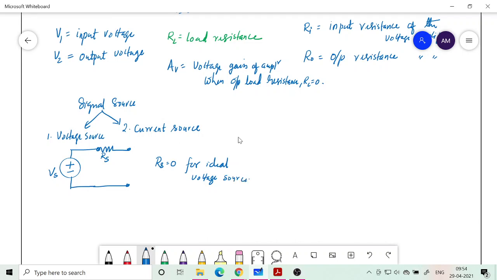Okay. But as I told you, an ideal source never exists. Always there will be a non-zero Rs, and the better voltage sources are the ones which have a very small value of Rs, so that we can neglect it. Maybe a few ohms or less than an ohm or something like that. And similarly, you can have a symbolic representation of a current source.